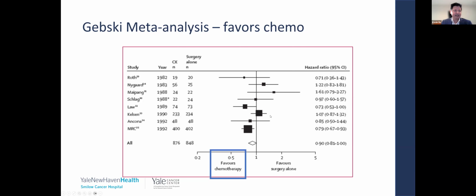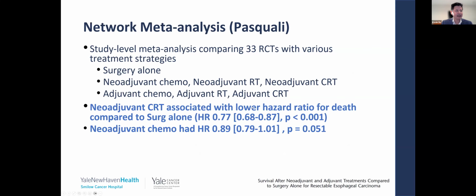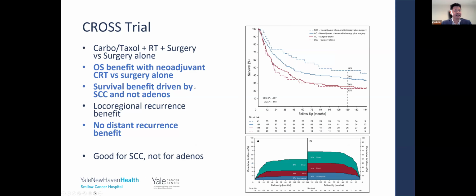And so despite about 20 years of clinical trial work, the question still remained: is anything better than surgery alone? This is where the CROSS trial really changed the paradigm when it was published. It looked at carboplatin-paclitaxel chemotherapy with radiation prior to surgery compared to surgery alone, and there was an overall survival benefit using neoadjuvant chemoradiation compared to surgery alone.